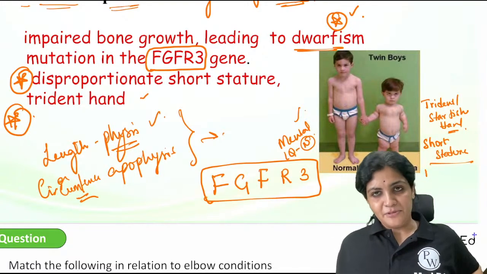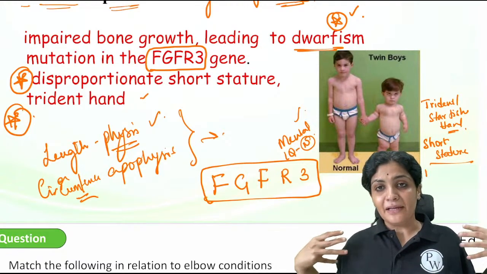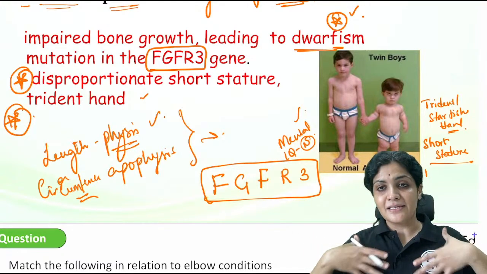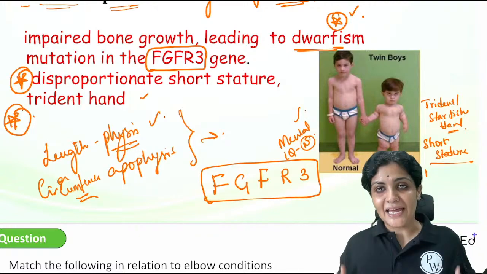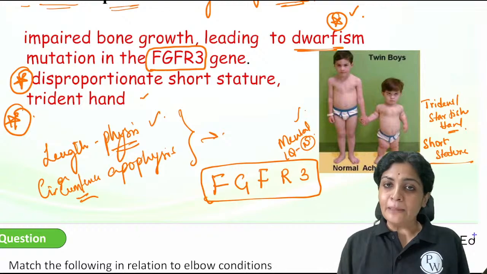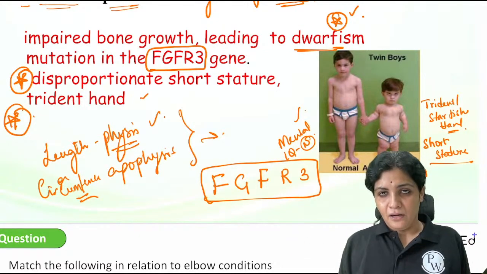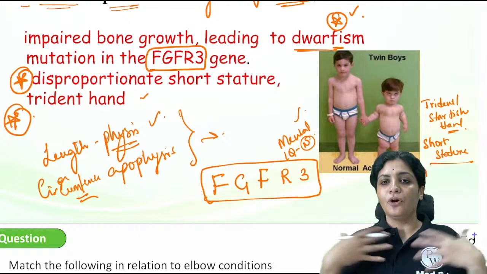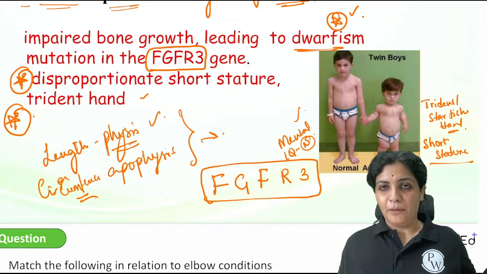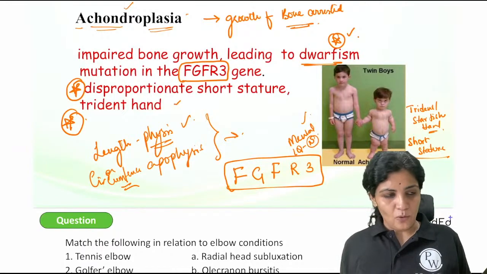Yes, that could sometimes be true. Upper segment will be more than the lower segment, because the upper segment includes the chest and the abdomen. The limbs will be short in the lower segment. Wherever the limbs are present, your arms and your legs will be shorter compared to your upper body. That is about achondroplasia.